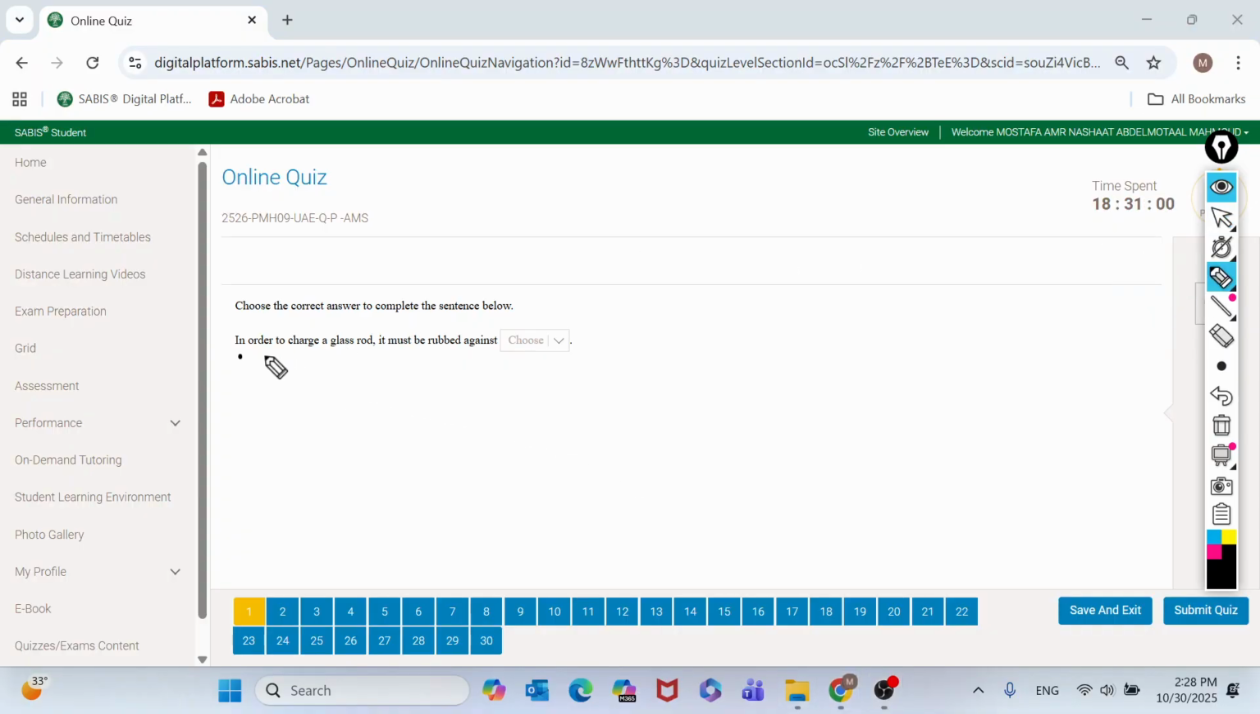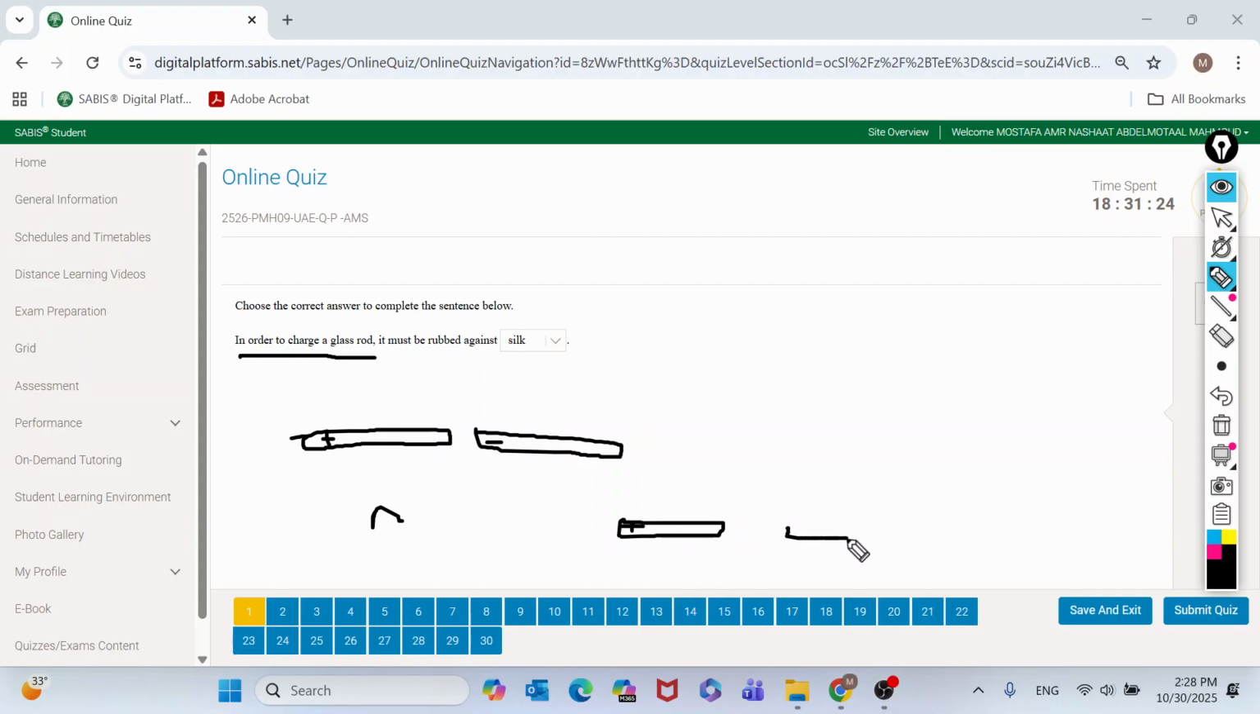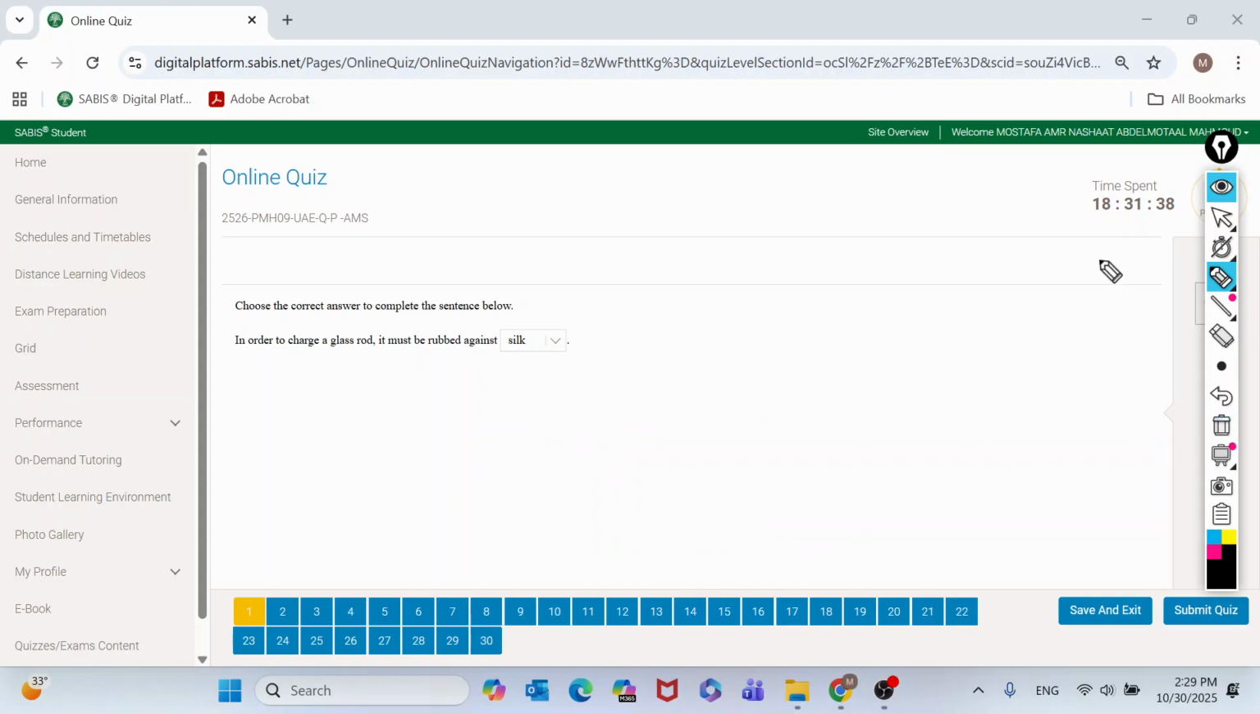Okay, this question: in order to charge a glass rod, it must be rubbed against silk. Let me tell you guys why. They have to be different materials. Let's say you have a glass rod that's positive and another glass rod that's negative. They wouldn't charge each other, they just both become neutral. If they're both positive, nothing would happen. If they're both neutral, nothing would happen, right? So if you want to actually charge something, they have to be different materials. This is because different materials have different tendencies to hold electrons. Okay?